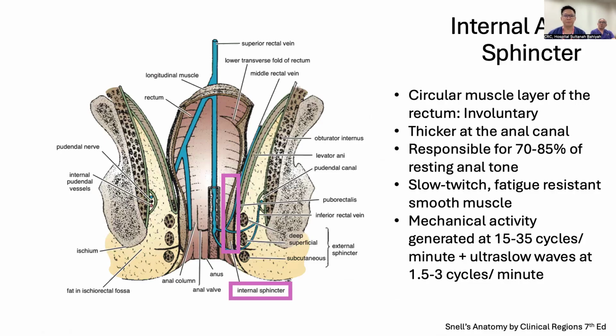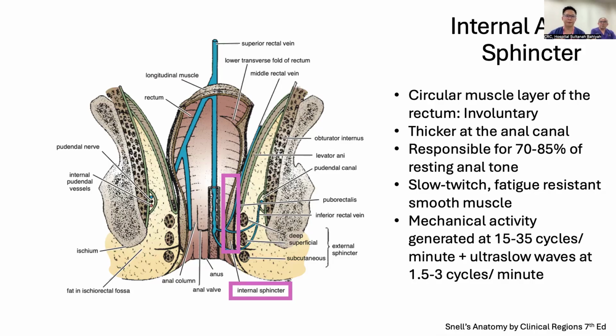There are three important muscles that we want to spend a little bit of time talking about. The first is the internal anal sphincter. The internal anal sphincter is a circular muscle layer of the rectum. It is an involuntary muscle, and it is thicker at the anal canal. Being involuntary in nature, it is responsible for the majority, 70 to 85%, of the resting anal tone. And it creates the anal tone through slow twitch, fatigue-resistant, smooth muscle activity.